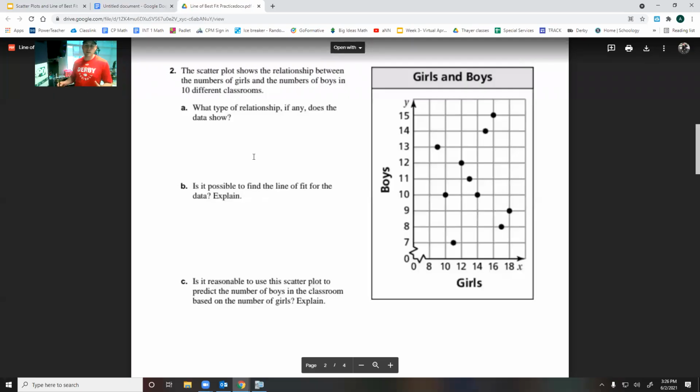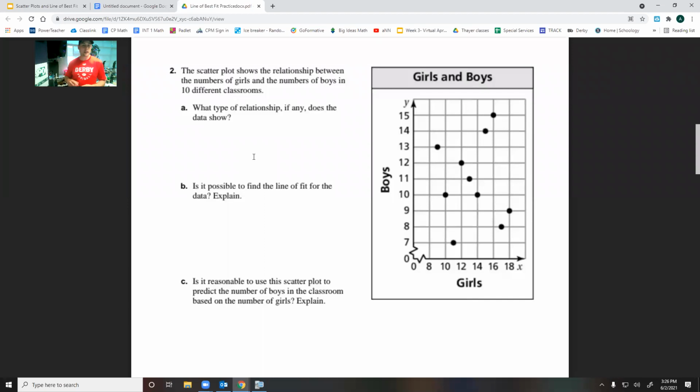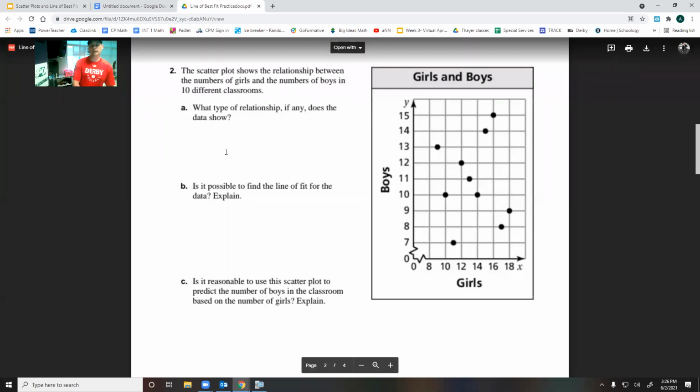Part 2, girls and boys. We're comparing the relationship between the number of girls and the number of boys in 10 different classrooms. So studying this graph, what type of relationship, if any, does the data show? Is there a pattern to this? So looking at these points, I don't see a trend upwards or downwards. So really, it appears to be no relationship here between the number of boys and the number of girls.